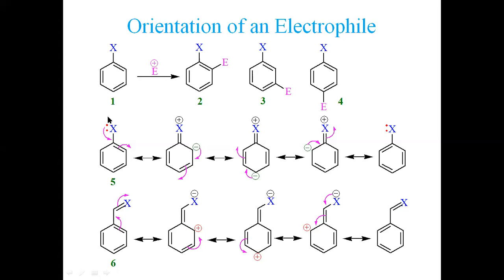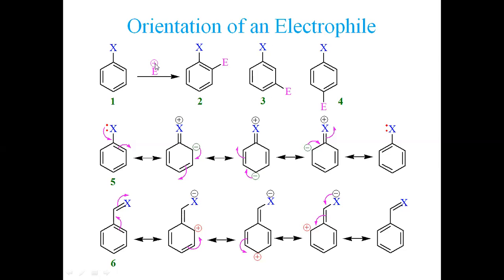So if the X group contains a non-bonding electron pair, at least one, it is increasing electronic density at ortho, and this is para. It is not increasing electronic density at these two positions. You see, this position is ortho to this, this position is also ortho to this, and this position is para to this X group. So it is increasing electronic density at these positions.